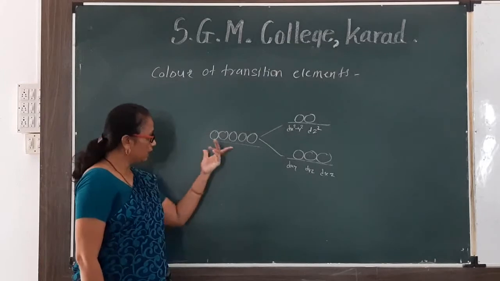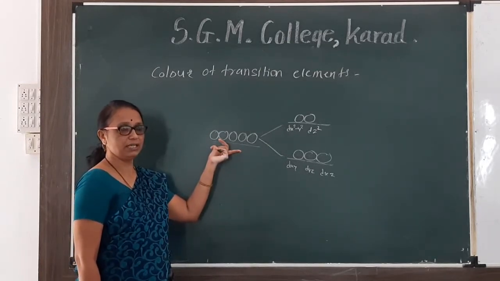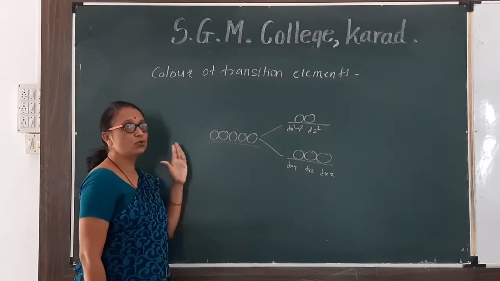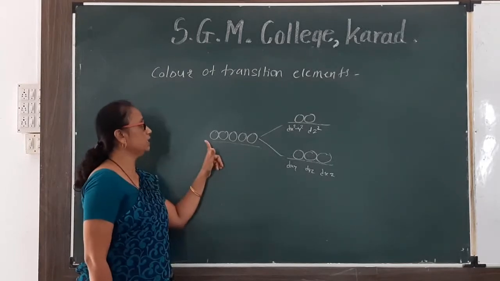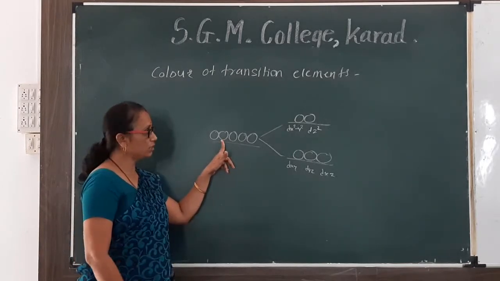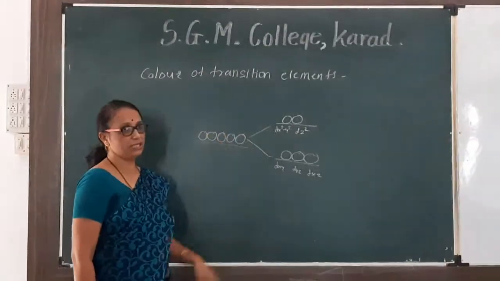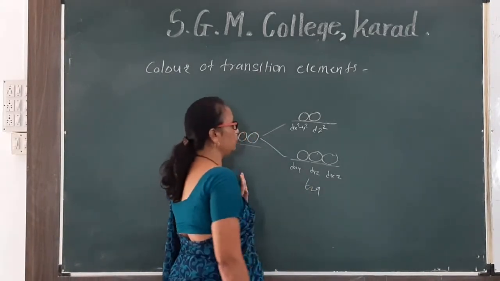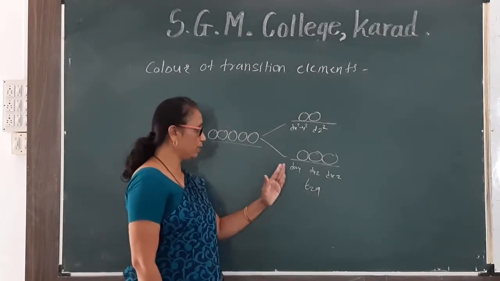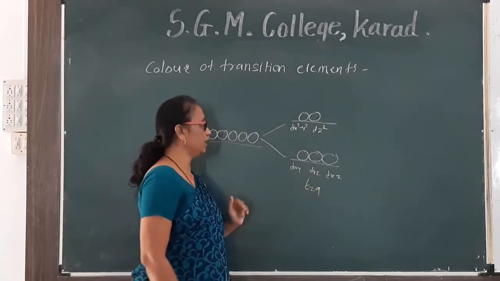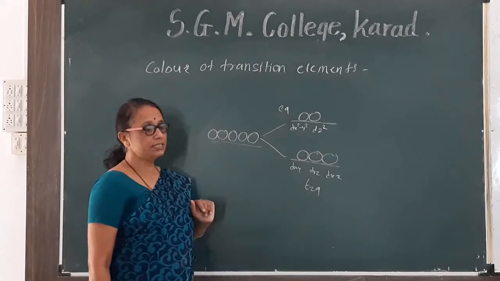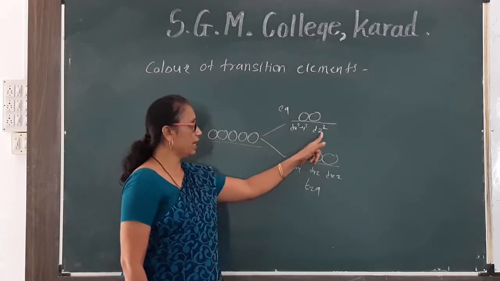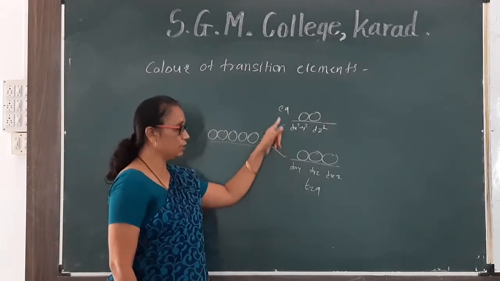See again, the d orbitals have the same energy in the neutral or ground state. But when that element forms complex compounds, the degeneracy of the d orbitals is lost, and there is a formation of two sets of d orbitals, one with the lower energy which is called the t2g set. There are three orbitals, dxy, dyz and dxz, and another set of two orbitals, the eg set. The orbitals are dx square minus y square and dz square. This is with lower energy, this is with higher energy.